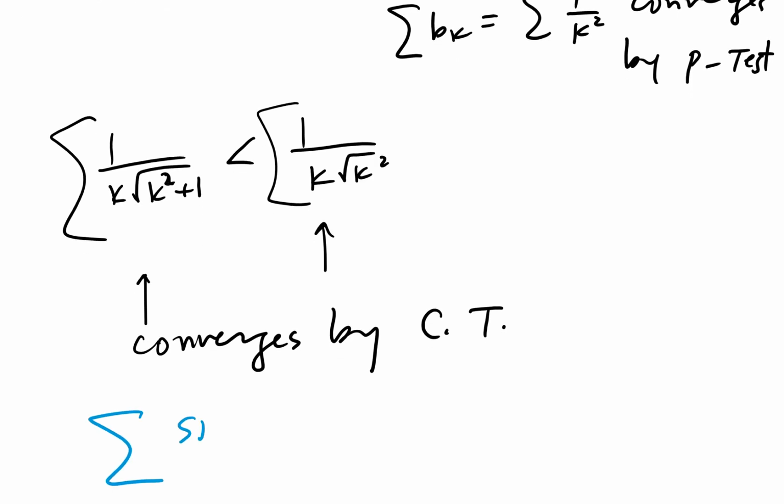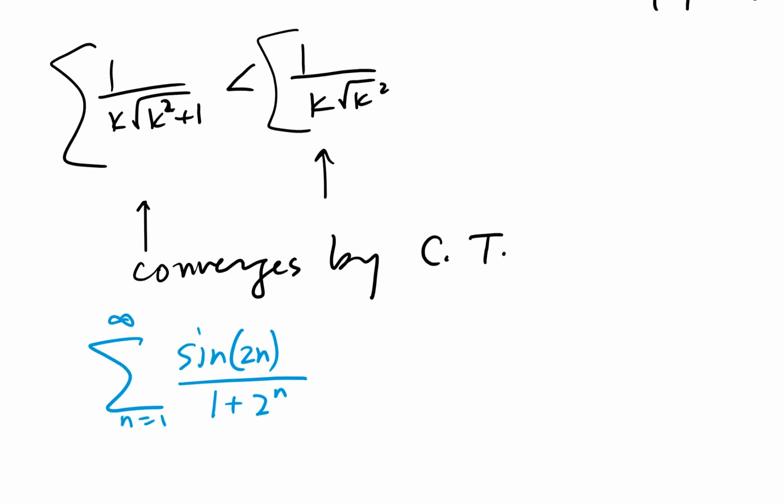Next example, because in all the examples we've done so far, we didn't show sine or cosine. So how about sine 2n over 1 plus 2 to the n? Does it converge or diverge?